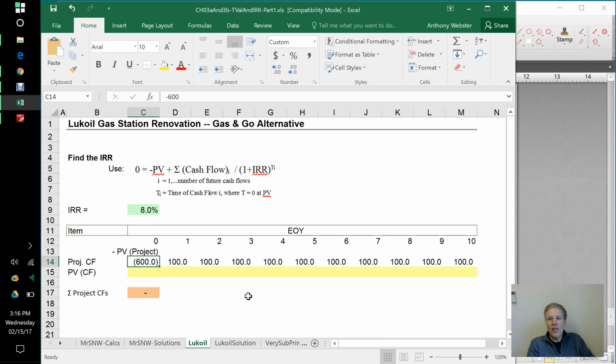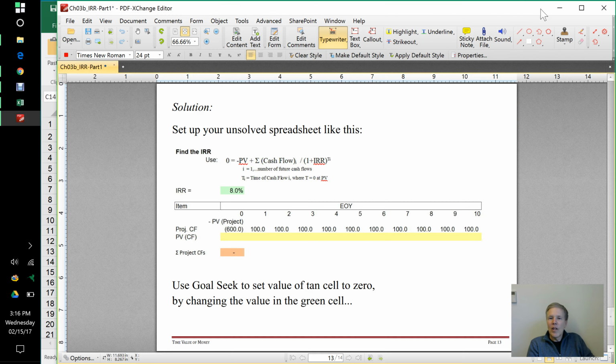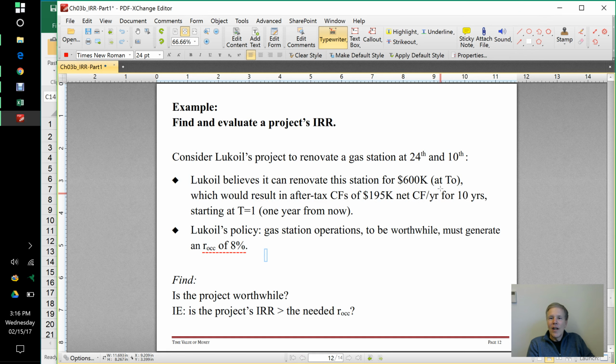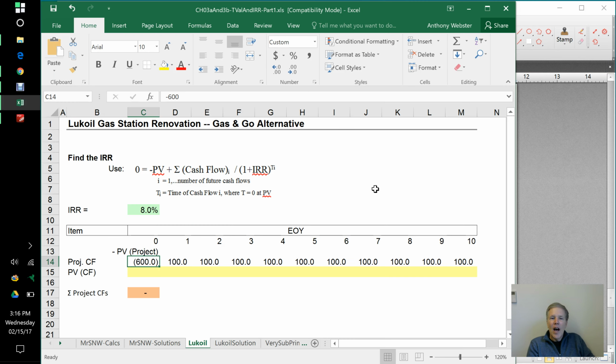And I've got to apologize, there is a typo, big typo, in our PowerPoint here. This is not 195K. That is actually 100K here. So they think it will cost them 600,000 to renovate, and then if they do that, they'll get extra after-tax free cash flows of 100,000 a year for the next 10 years. So sorry about that typo. All right, back to the spreadsheet.